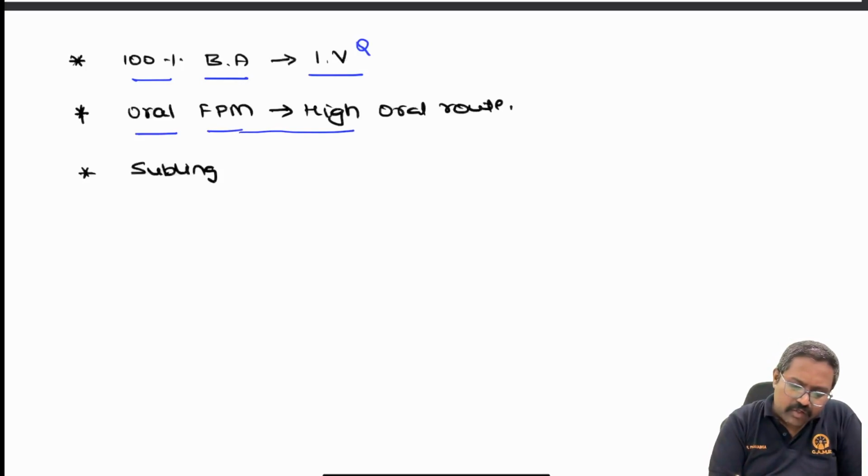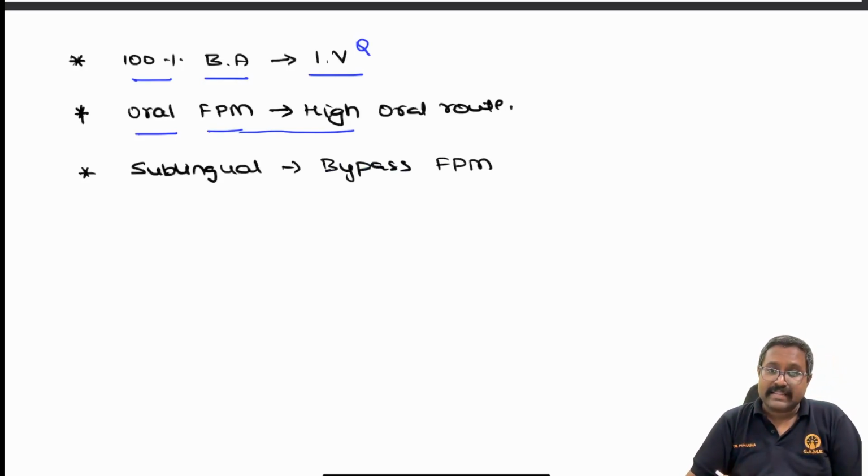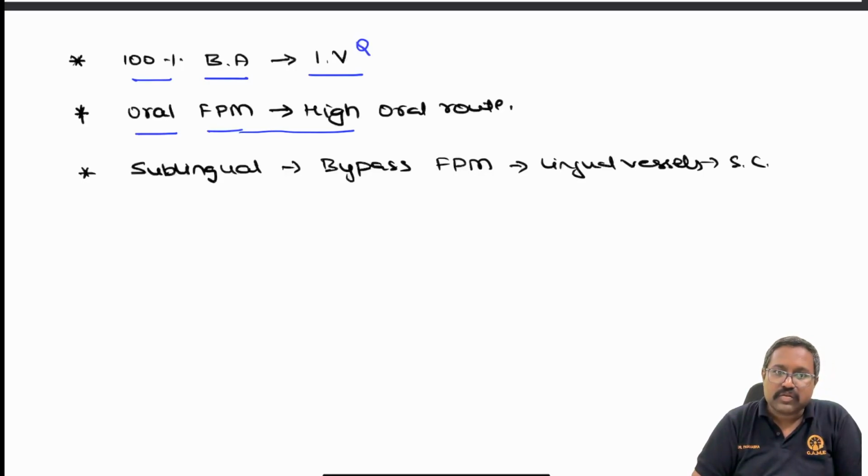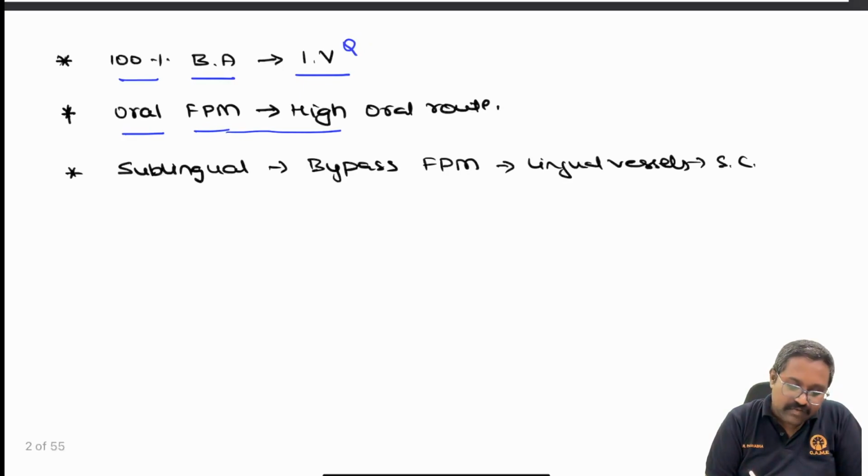Also you should remember that whenever you give a drug through the sublingual route, it bypasses first pass metabolism, as the drug will be absorbed through the lingual vessels and enter the systemic circulation. So the sublingual route bypasses the first pass metabolism, as well as it has quick action when compared to the oral route.